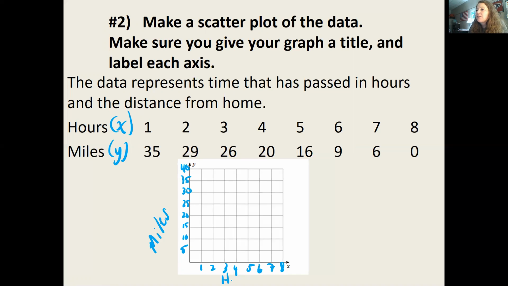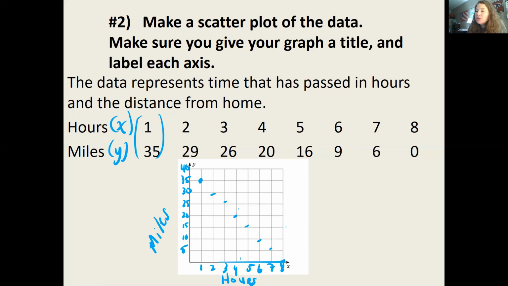What are these numbers down here? They're hours. What are these numbers over here? They're miles. And then just put the dots one at a time. Don't try to go in any kind of order. So the first hour, we went 35 miles. The second hour, we went 29. The third hour, about 26. The fourth hour, we went 20. The fifth hour, we went 16. The sixth hour, we went 9. The seventh hour, we went 6. And the eighth hour, we went 0.